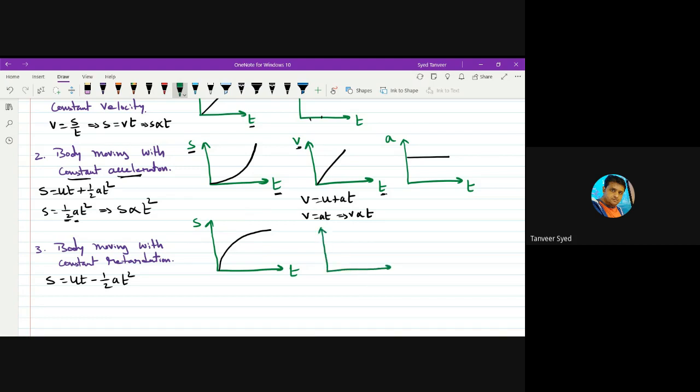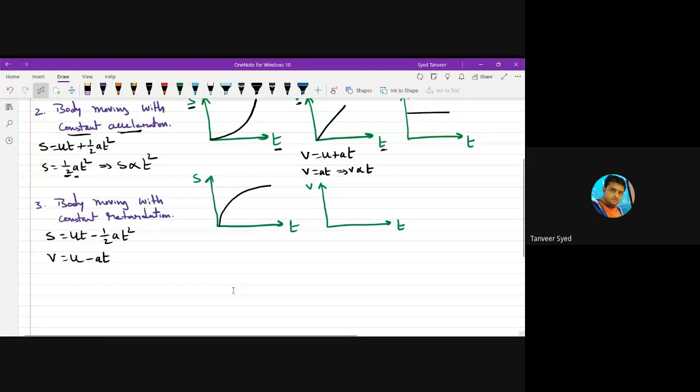Velocity time graph. Relation between velocity, time, and retardation: v is equal to u minus at. Here u cannot be made 0.